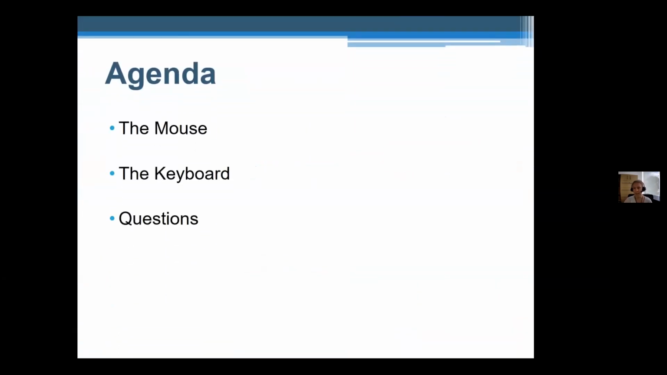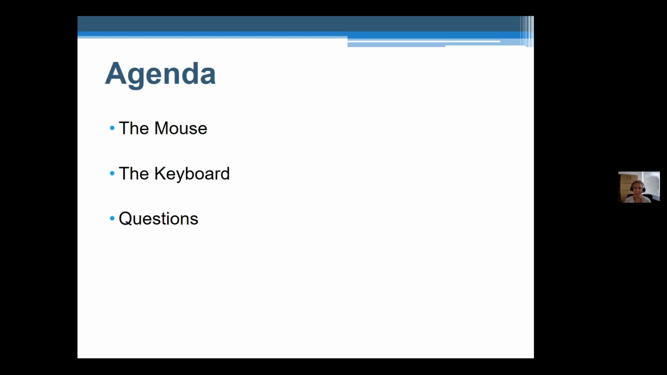So today what we're going to cover is the mouse. We're going to cover the pieces of the mouse, and we're going to cover different kinds of mouse skills like hovering over something. We're going to cover right click, left click, double click, scroll wheel, all those things. And then we'll do a mouse tutorial together. I'll show you how to get to that, and then we'll run through it.